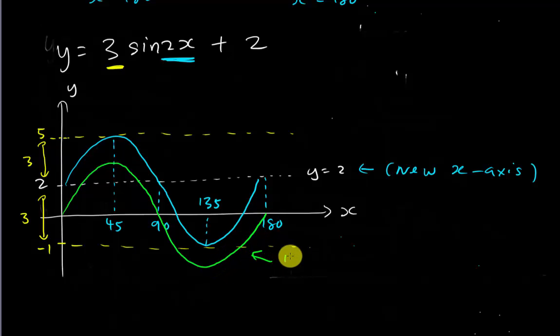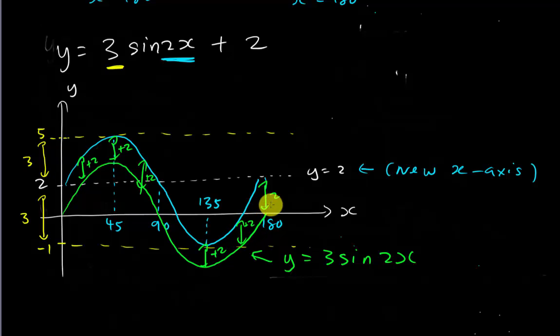This is y equals 3 sine 2x. So when I plus 2, that actually means it increases 2 units for every single point. It keeps on increasing 2 units. For every single one, it adds 2. So this is the meaning when I say plus 2.